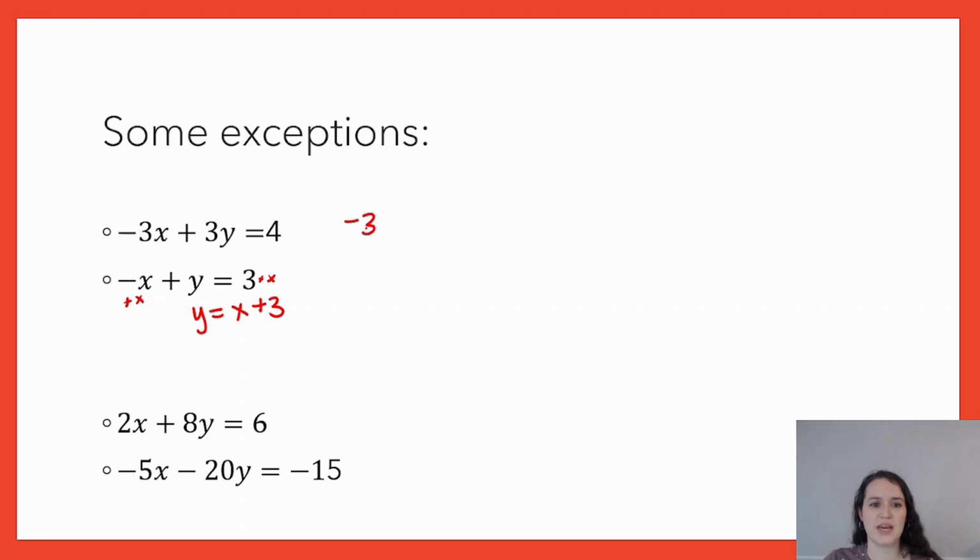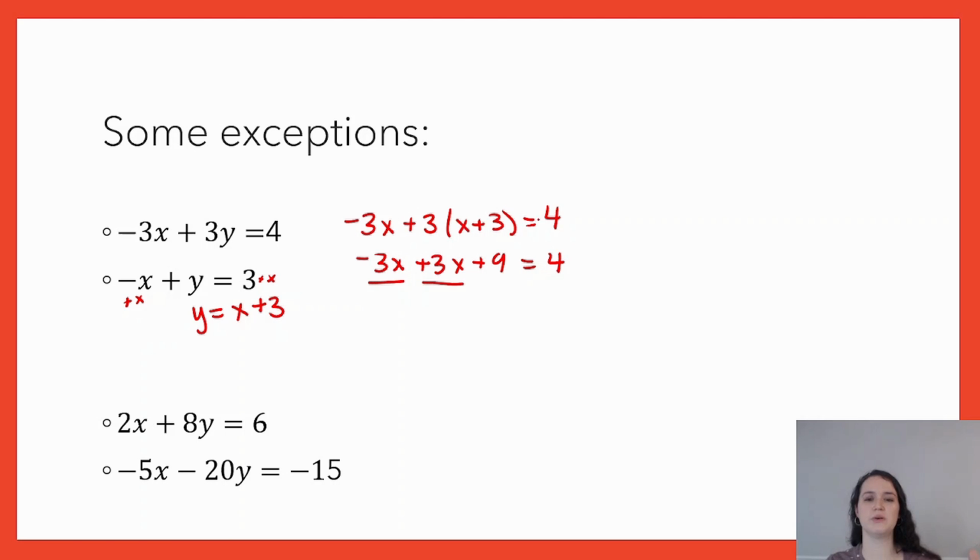Negative 3x plus 3 times x plus 3 equals 4. Okay, let me go ahead and distribute. Negative 3x plus 3x plus 9 equals 4. Watch what happens. Negative 3x plus 3x, well, that's just 0x, right? So 0x always equals 0, so I don't need it. So I end up with 9 equals 4.